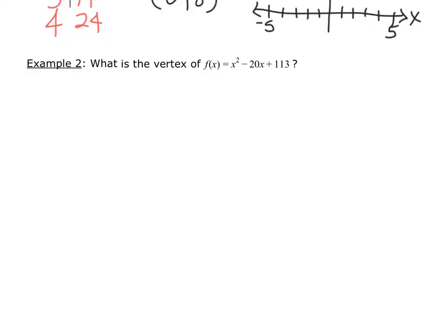That's better. So it says, what is the vertex of f of x is equal to x squared minus 20x plus 113?